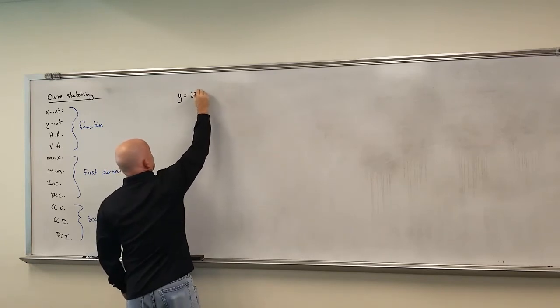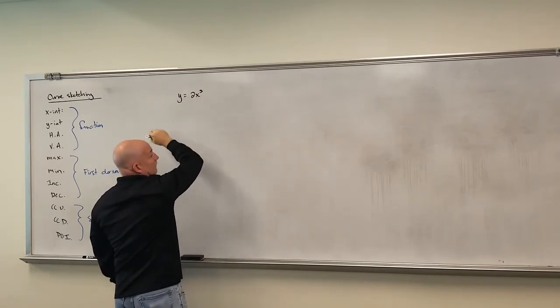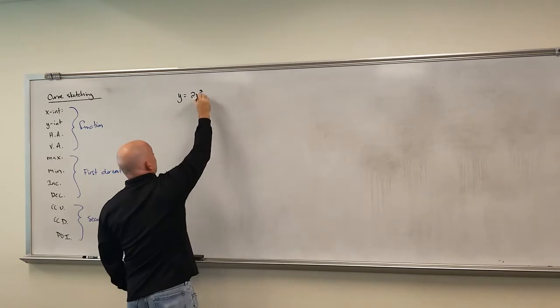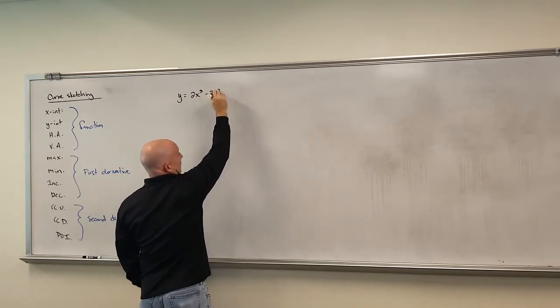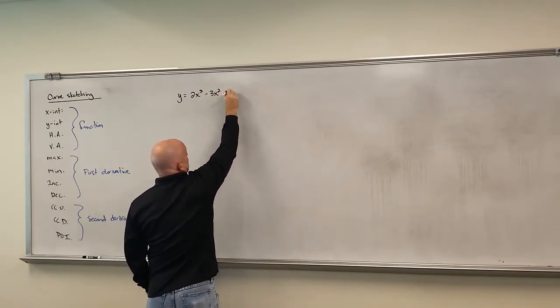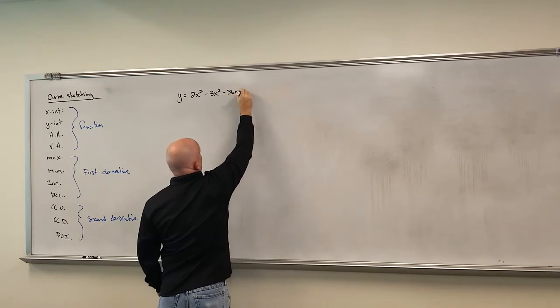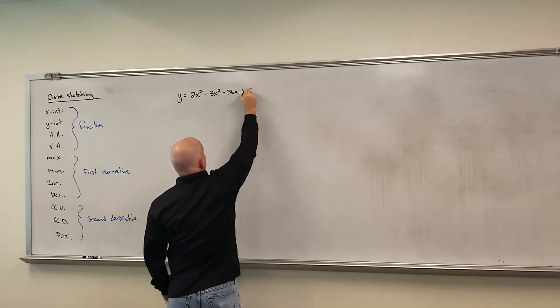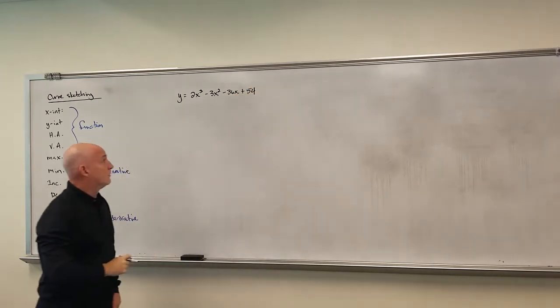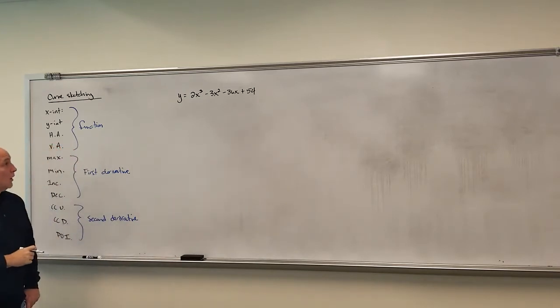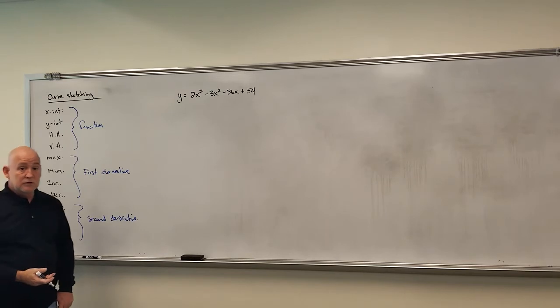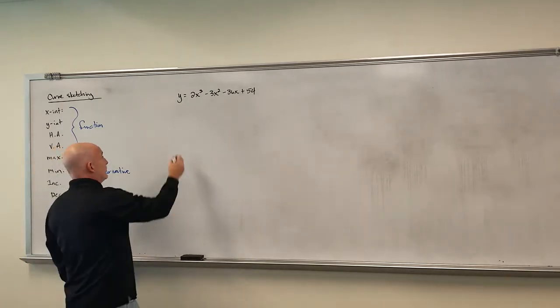So let's say we have x cubed minus 3x squared minus 36x plus 54? I think 54 will work. All right, so we got a lot of work to do. There's our original function, so let's start by just finding all the pieces.